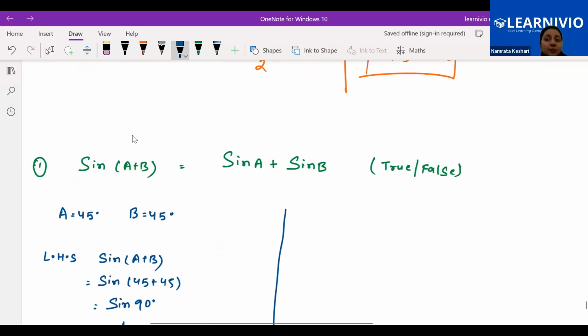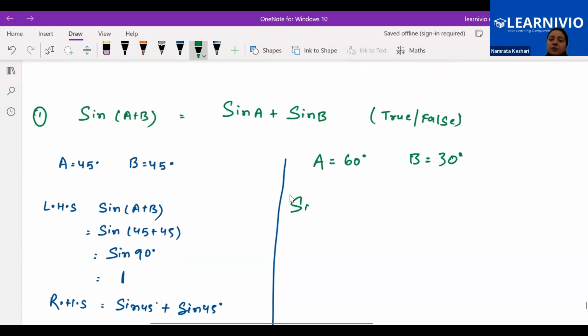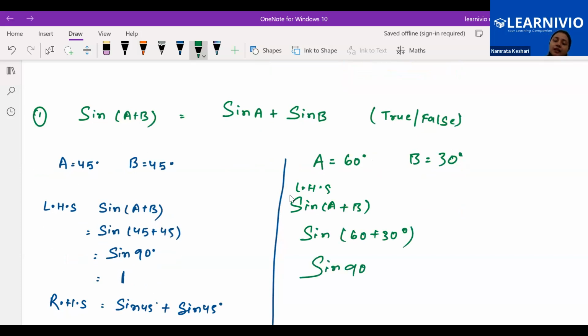Okay, let's check for the other scenario. I said whatever be A and whatever be B, always equal means left side, right side will be equal. Here we are checking that. Is it equal or not? So if we take randomly A as 60 degree and B as 30 degree. One more time we will check to be assured. So sine A plus B, left hand side, will be sine 60 plus 30. That means sine 90 and again 1.